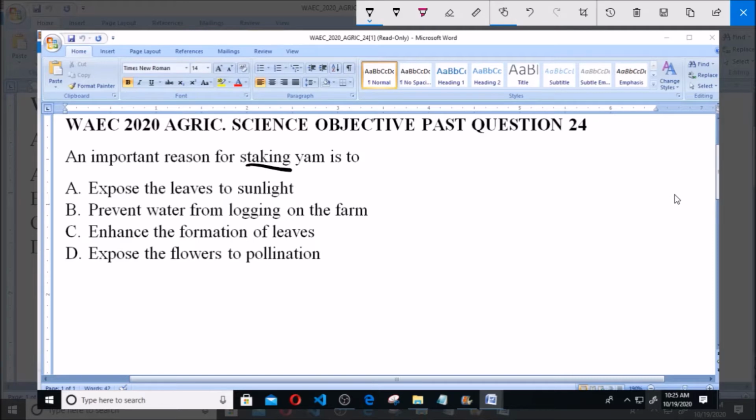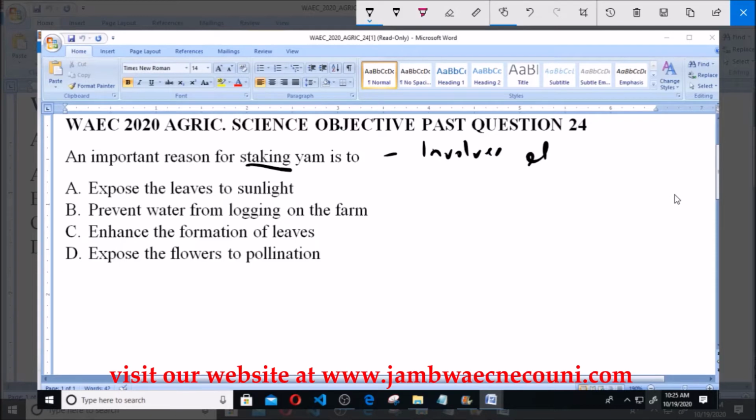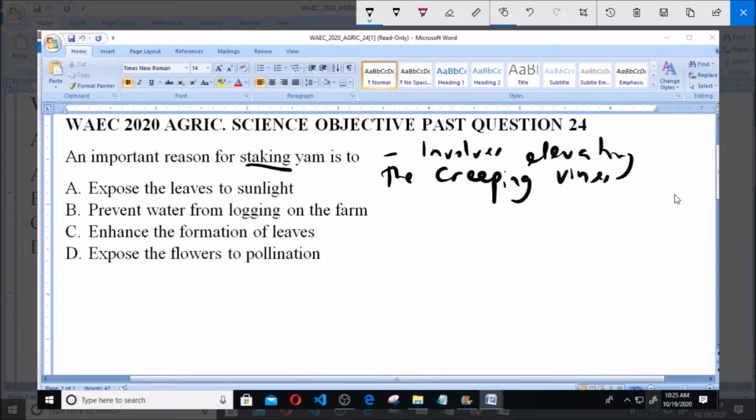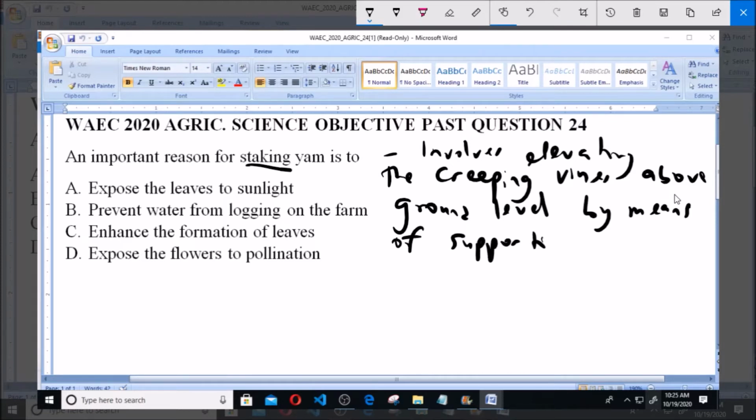So staking is a farm procedure that involves elevating the creeping vines, in this case of the yams, above ground level by means of supporting structures. Now these supporting structures are usually constructed using wood or bamboo or sometimes metal.